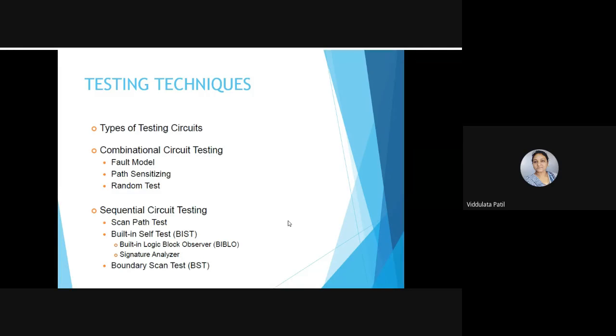In sequential circuit testing, as you know, we need to have feedback. That means the output is dependent on the previous state output also. So here we have certain different test methods. The first method is the scan path test. Then another one is built-in self test, that is BIST, where we again have two types: the built-in logic block observer, that is BILBO, and the signature analyzer. These are the two tests which come under built-in self test, and then the boundary scan test, that is BST. So these are the different tests that we are going to study in this unit.